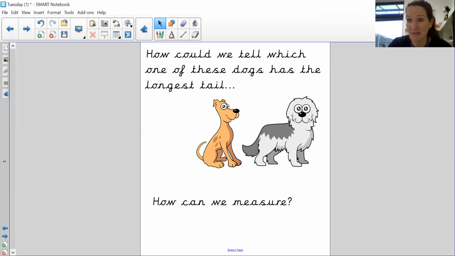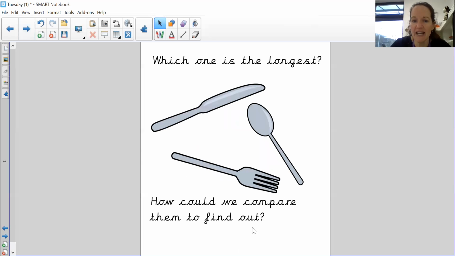They look quite the same, don't they? So I can't tell. So how can we measure it? What do we need to do in order to see if something is the longest? Let's have a look. If I have my knife, a fork, and a spoon, which of these is the longest? How could we compare them to find out?